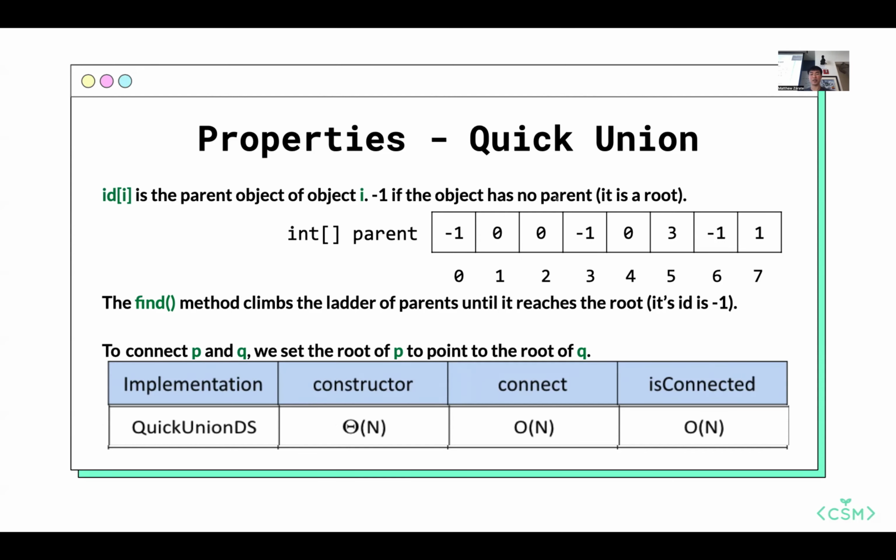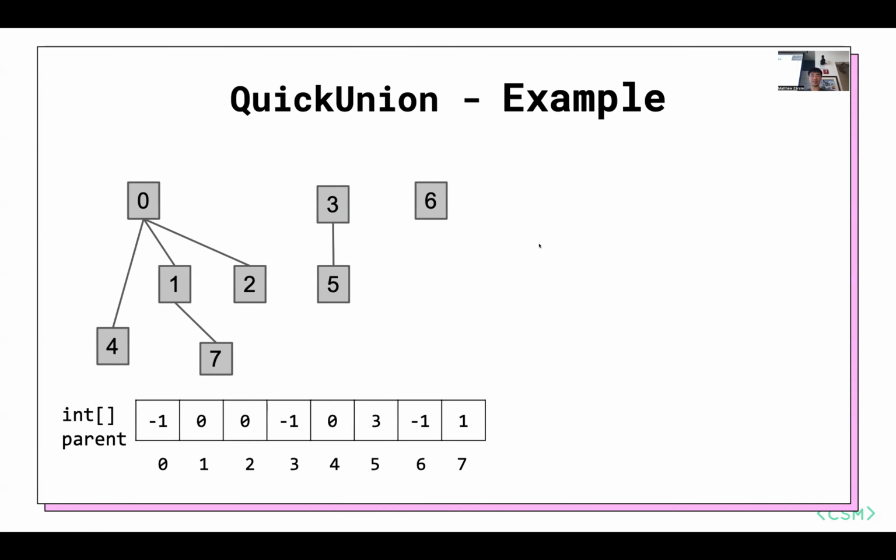Union is a bit quicker because if we're unioning 2 elements, all we have to do is change 1 index value. This might make more sense when we go through the example. I'll run through the array really quickly. 0 is -1, which means it's a root. 1 is a child of 0. 2 is also a child of 0. 3 is a root. 4 is also a child of 0. 5 is a child of 3. 6 is a root. And 7 is a child of 1.